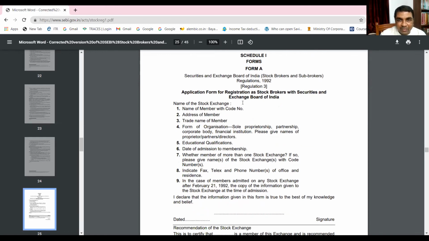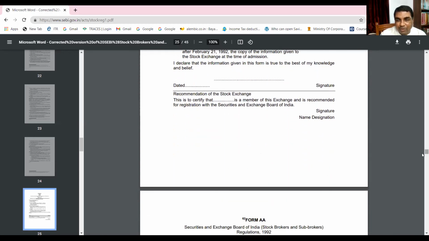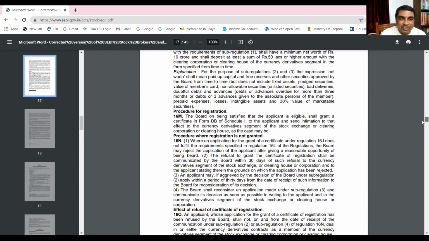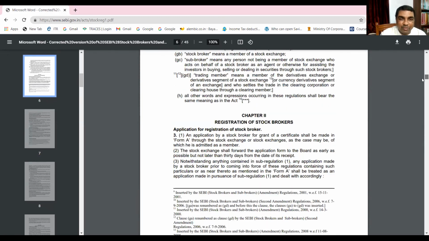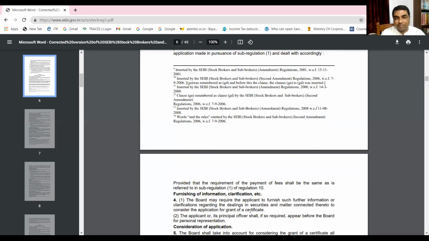Form A, application for registration of stockbrokers with the Securities and Exchange Board of India. You give all this data, and then the process in Regulation 3 has to be followed step by step. You have to give it to the stock exchange. The stock exchange shall forward the application to the Board as early as possible, but not later than 30 days. Then, following the normal process, the Board will approve it. Then he will become a registered broker. Once somebody is registered, he will be able to do the trading.